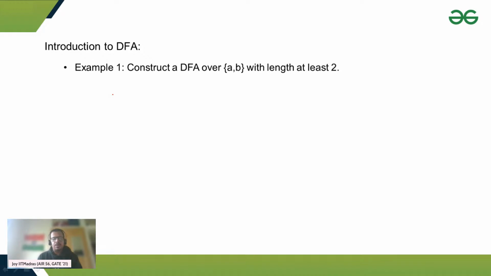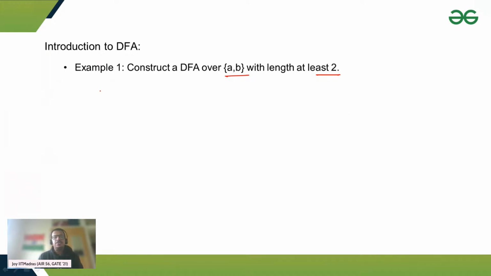Basically, I'll start over the example. In our language, it is telling us to construct a DFA over {A, B} with length at least 2. So we will be constructing a DFA where the alphabet is A and B, with length at least 2.